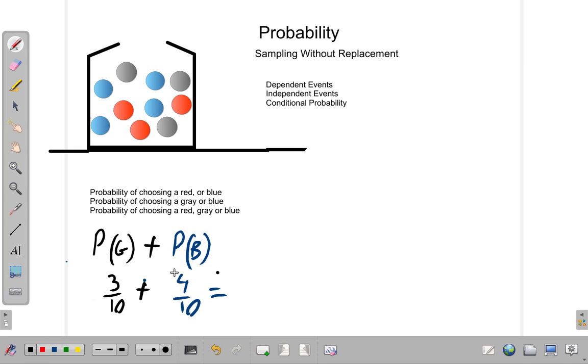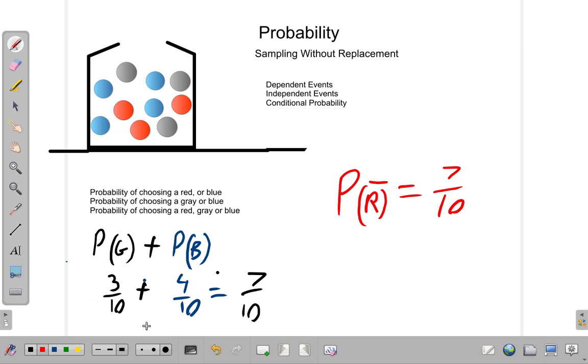So what you have is 3 plus 4 is 7. It's 3 gray, and 4 blue, so it's 7/10. Alright? It's the same thing as saying what's the probability that the marble you pick is not red. How many marbles are there that are not red? It's 7. So you have 7/10.